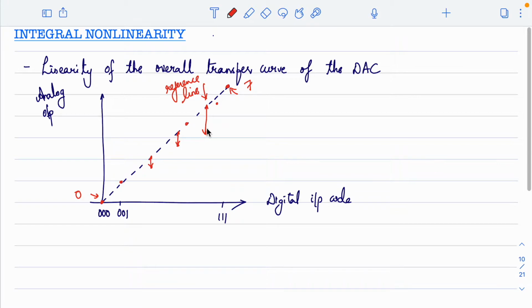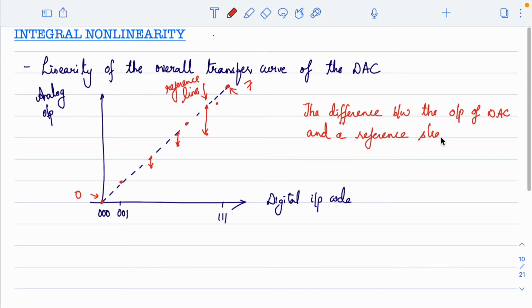So in order to comment about the overall linearity of a DAC, we call it integral nonlinearity. This is basically the difference between the output of the DAC and a reference straight line drawn through the first and the last output values.